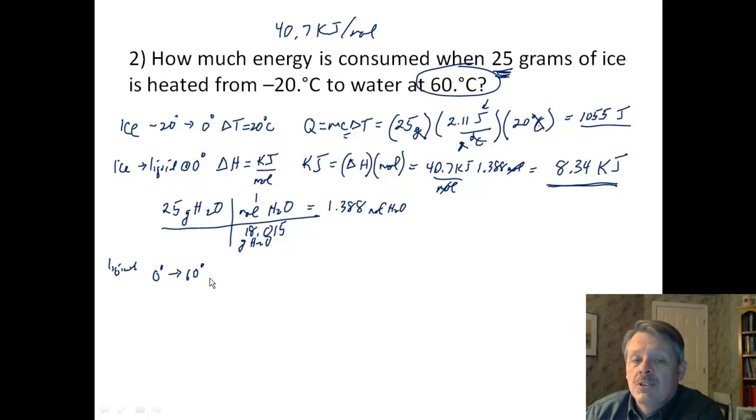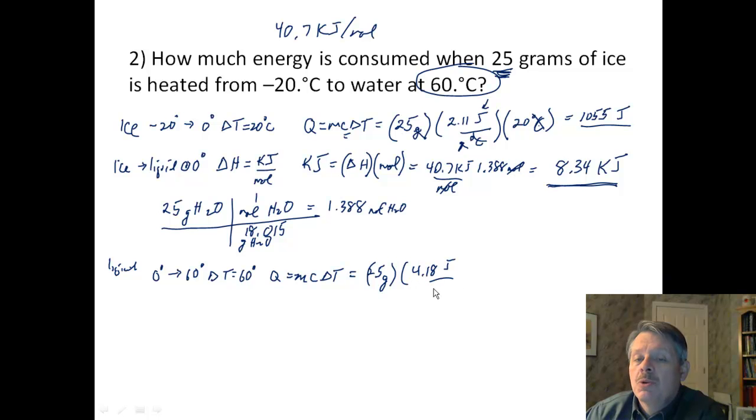So that's a 60-degree temperature change. So my delta T is equal to 60 degrees. And I know that Q is equal to mc delta T. This is the one I'm familiar with. Okay, so I'm dealing with 25 grams of water. And my C is the 4.18 joules per gram degree centigrade.